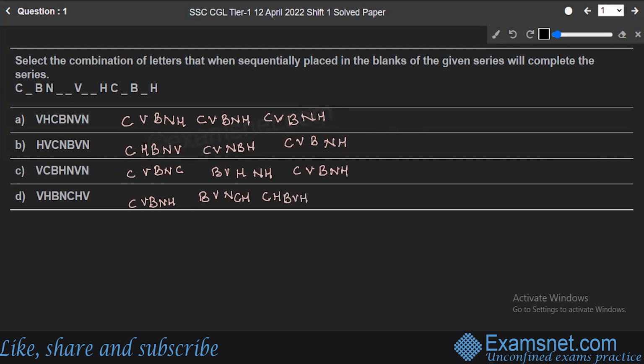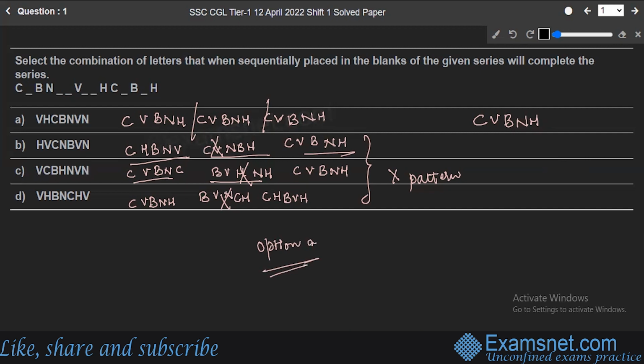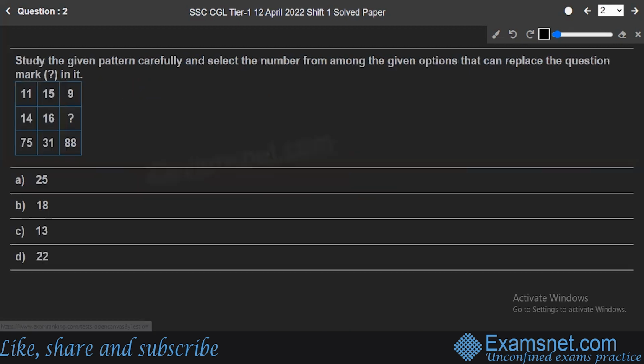CHBVH. So now if I'm looking at all these alphabetical orders, don't you think this is making a pattern? The first one is making a sequence of CVBNH. None of the rest are repeating themselves. This is not the same, and even this is not the same. They are not making any pattern. Only the first one is making a pattern of CVBNH. Hence, obviously, option A is the correct answer to the question. Hope you are clear. Let's move to the next question, number 2.